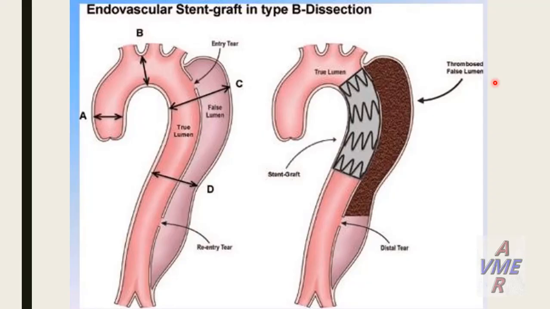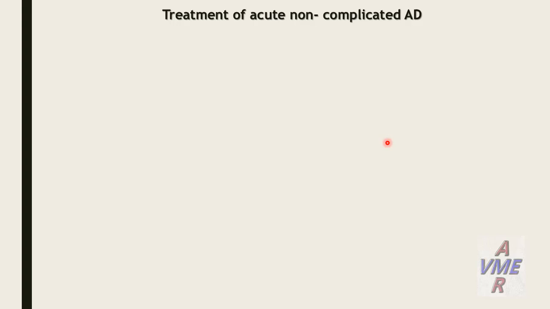Endovascular stent graft in type B dissection, we have here an entry tear, and the main rule of the TEVAR is to cover the entry tear. Okay. Treatment of the acute non-complicated aortic dissection.